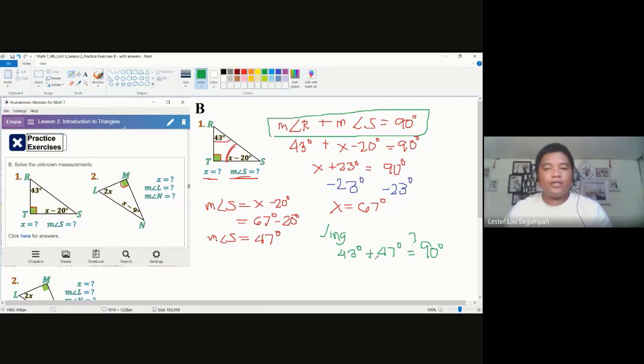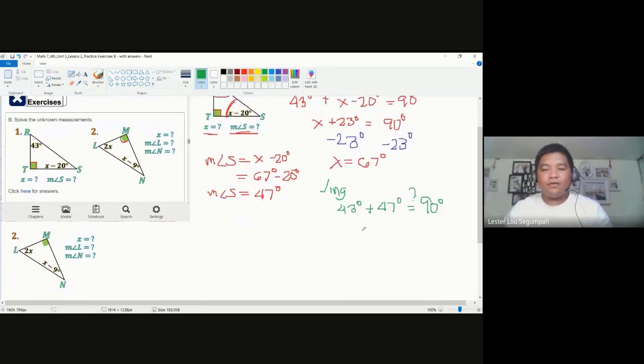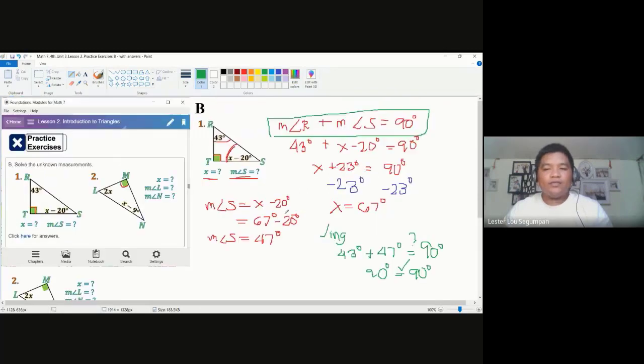If we can show that these two sides are the same or correct, that would mean the measurement of angle S is correct, and ultimately the computed value for x is also correct. So 43 plus 47 is 90 degrees, equal to check, 90 degrees. Now we have checked that this is correct and ultimately this is also correct.